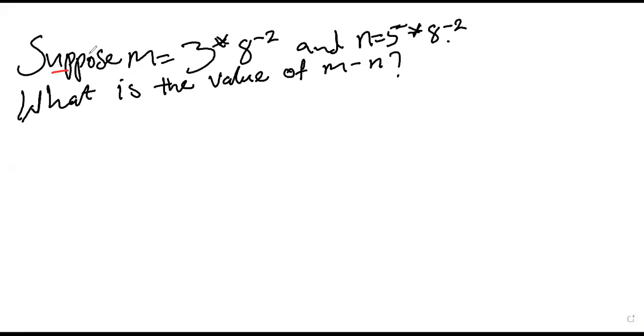Suppose m equals 3 times 8 to the negative power 2 and n equals 5 times 8 to the negative power of 2, right? So what is the value of m minus n? They both have the same power, negative 2, right? So what is the value of m minus n? That is the question they're asking us right now. So how do we do this?